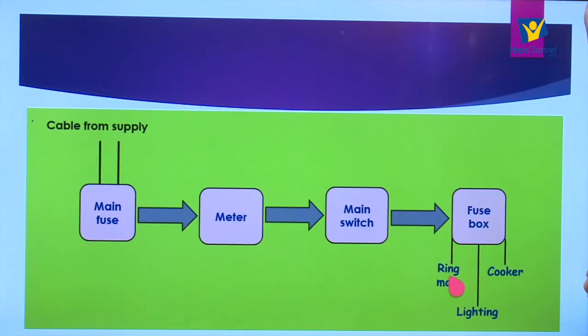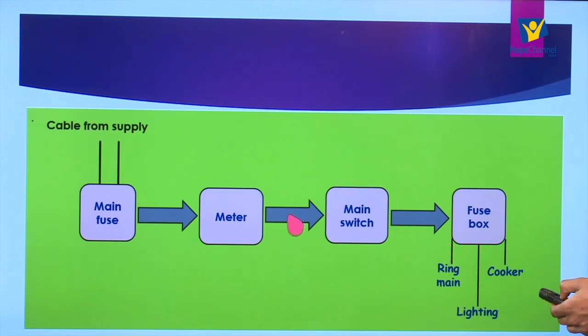So if there is a problem with the ring main circuit, the fuse connecting it to the fuse box will blow, and so the ring main circuit will go off. There will be no power. If there is a problem with the lighting circuit, that fuse blows, it cuts off the supply, and there will be no light in the house because there is no power getting there. The same thing applies to the cooker circuit. So in a nutshell, that's how the power comes in.